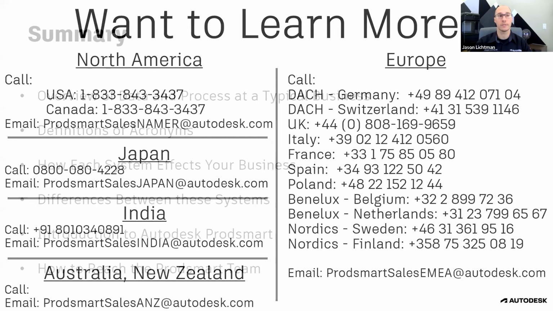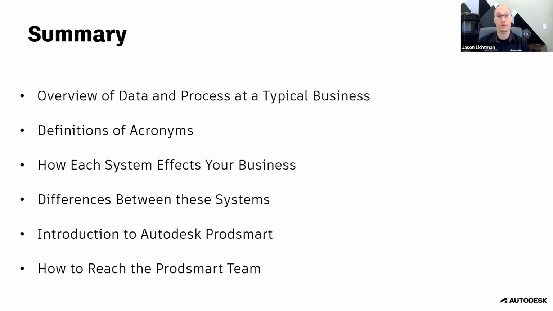Let's summarize what we covered today. I gave you an overview of data and process at a typical business. I gave you the definitions of all those acronyms that can be so confusing. We talked a little bit about how each of these systems affects your business, including the differences between these systems. Doing all of this, the intent was for you to really make sense of how these different systems interact with your business, because there are too many acronyms and it's hard to keep track. And once we did that, I was able to give you an introduction to Autodesk Prodsmart, a manufacturing execution system that does even more than just an MES. And we also covered how you can reach the Prodsmart team.